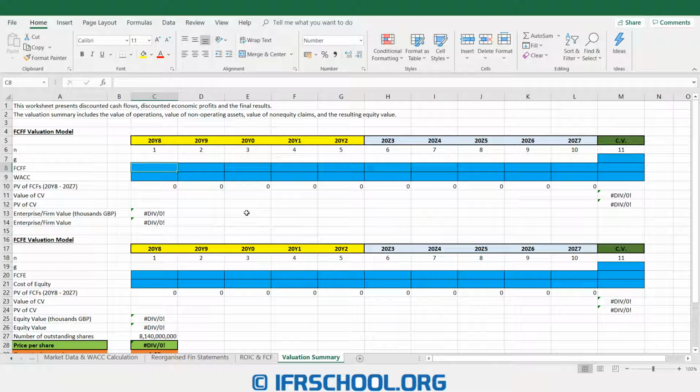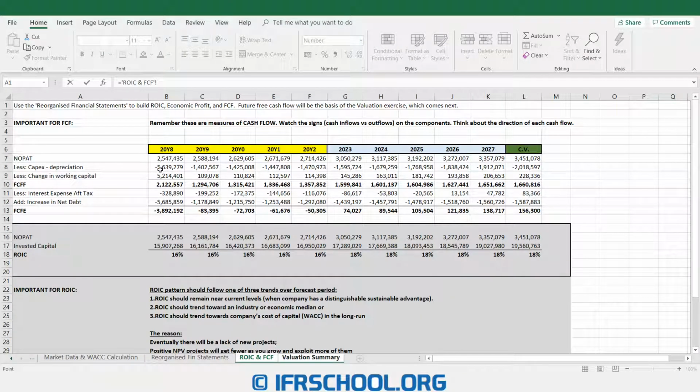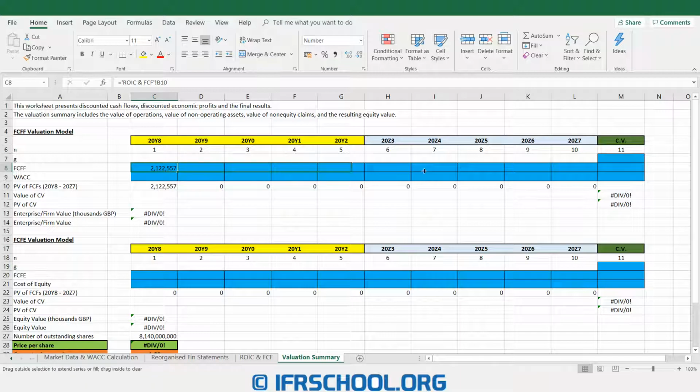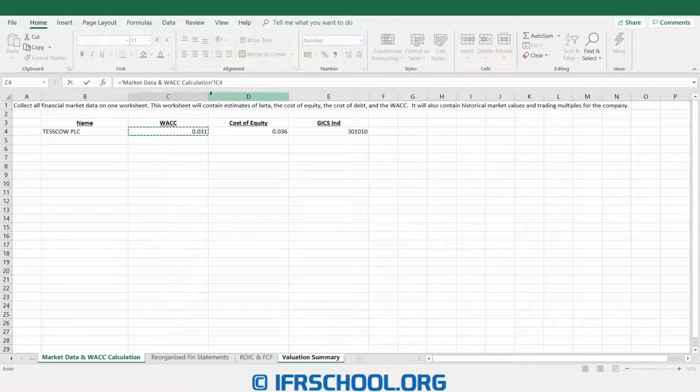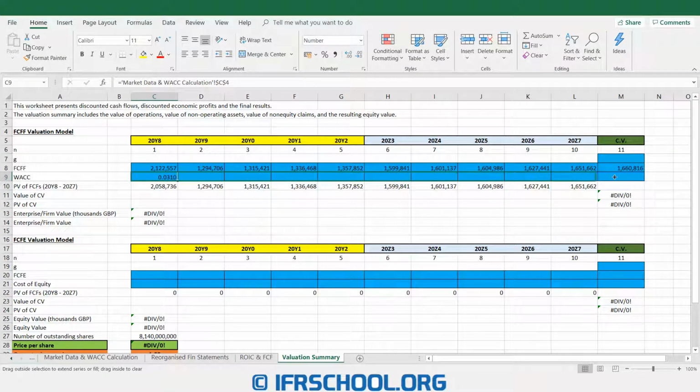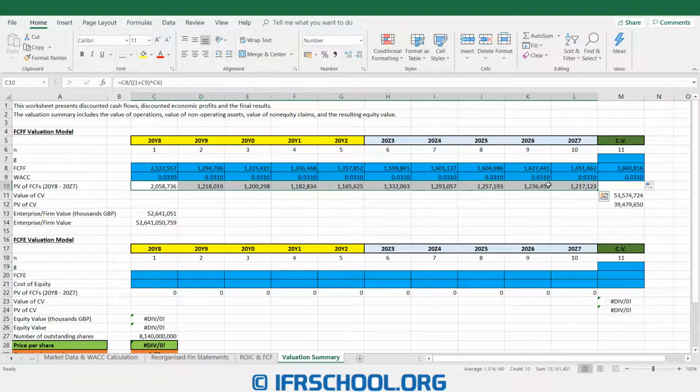Let's carry out the valuation. We begin by inserting our forecasts for free cash flow to the firm. We then have to insert the appropriate discount rate, which for free cash flow to the firm is the weighted average cost of capital, or the WACC of the company. The formula to discount the free cash flows to the firm is already inserted into each of these cells. This row represents the discounted free cash flows to the firm.